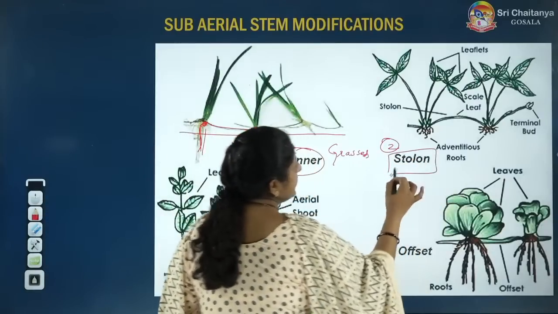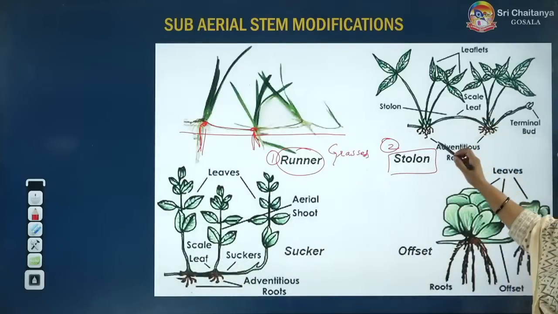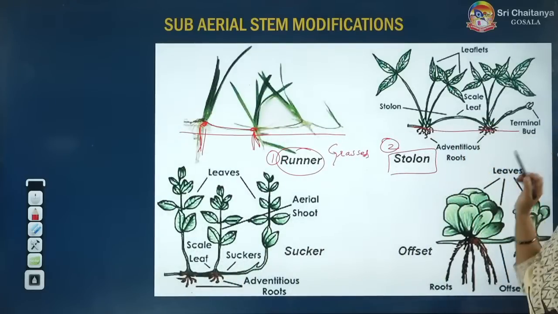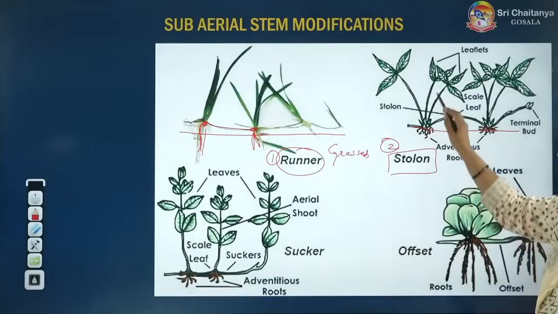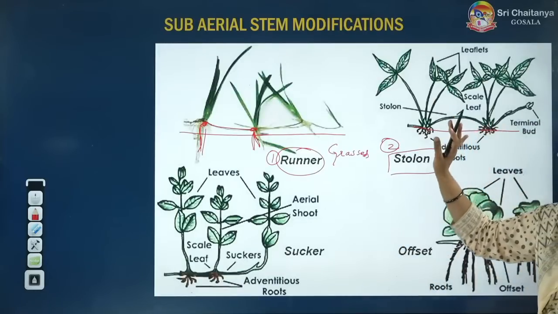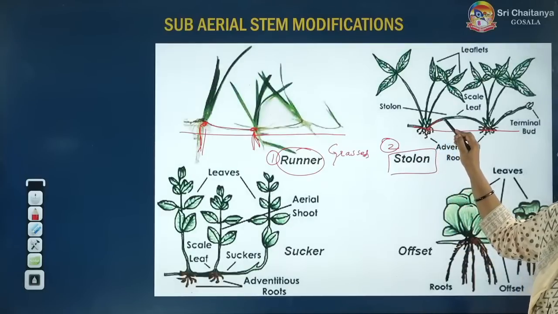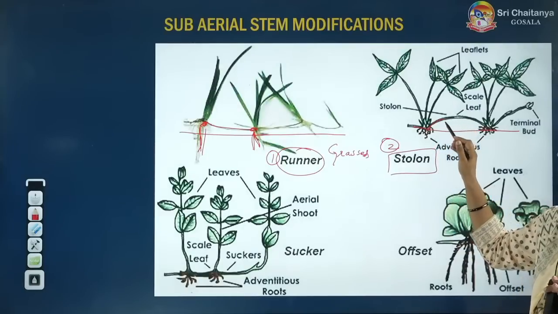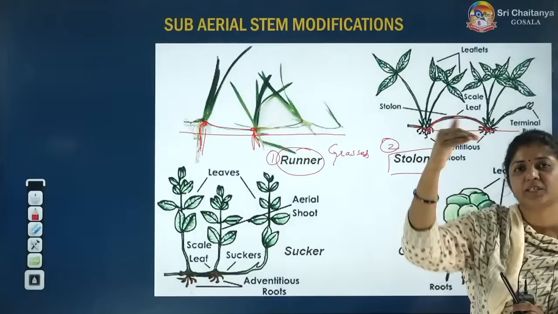Now stolons, second. Now please check it here, very important. What are stolons? This is again aerial. If I am taking this as the level of the ground, the aerial stems are there, normally like an aerial stem. One of the branches will start coming out from the main plant, but it arches downward. Arches means making a bend like this.